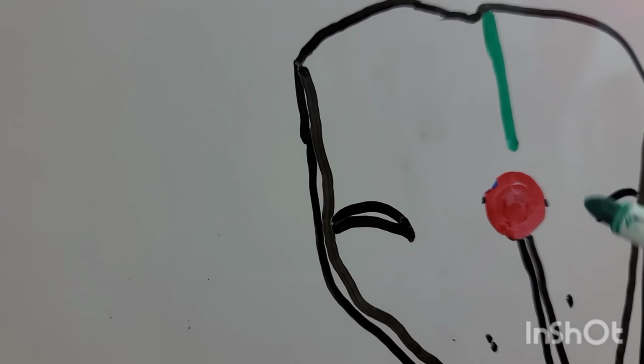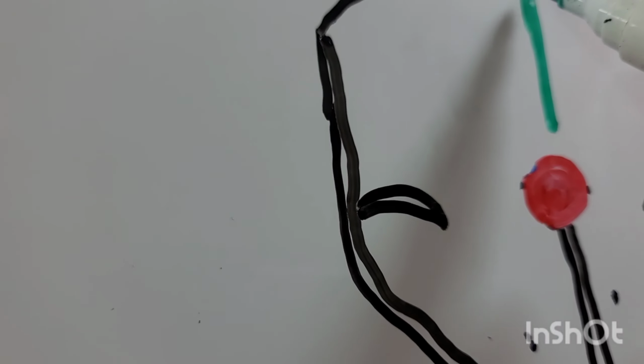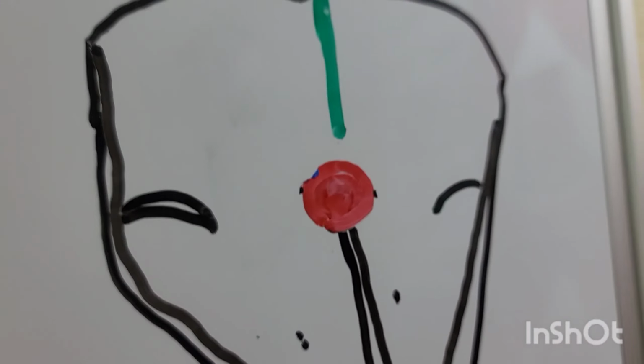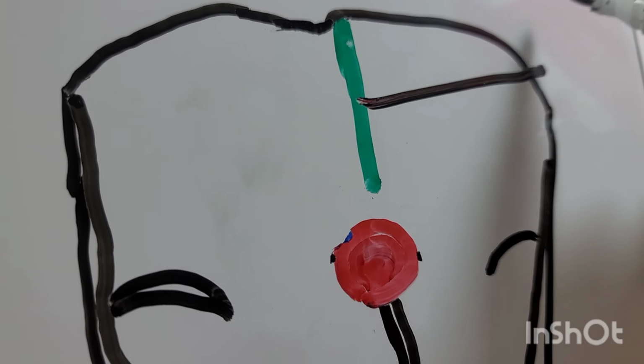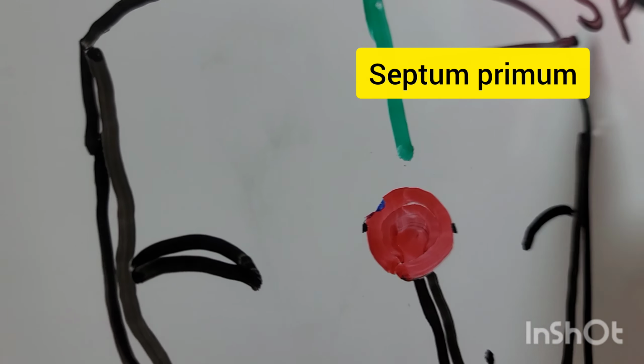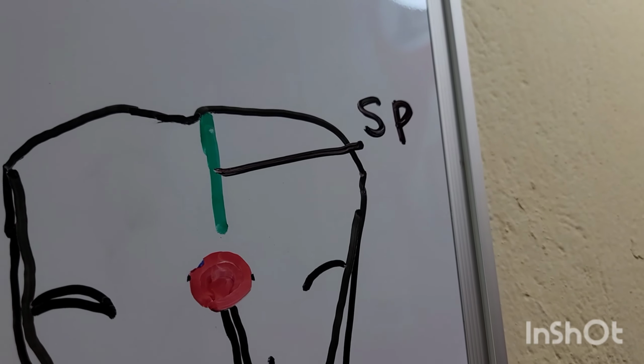Now the question is, what do we call this tissue which is growing as it comes towards the septum intermedium? Now, this tissue here is what you call the septum primum. Okay, it is what you call the septum primum.